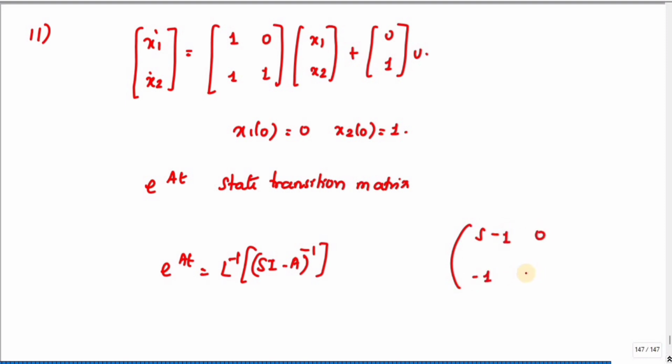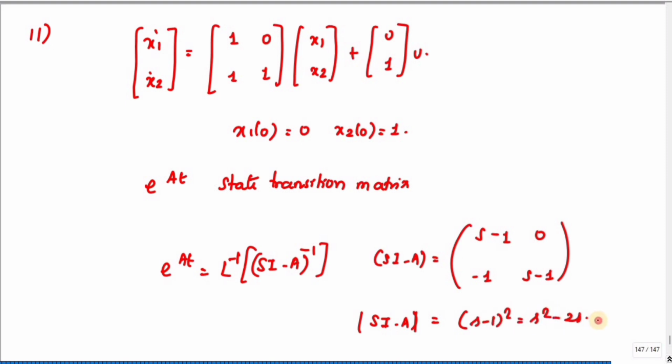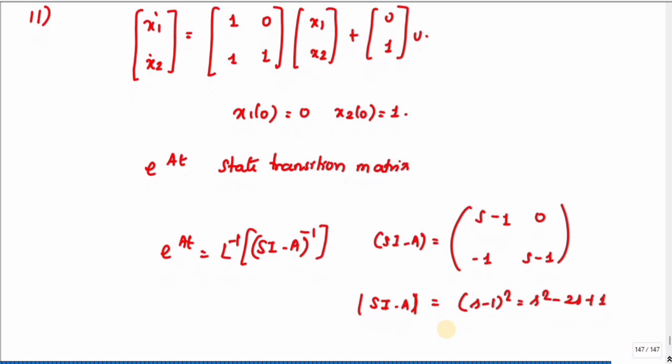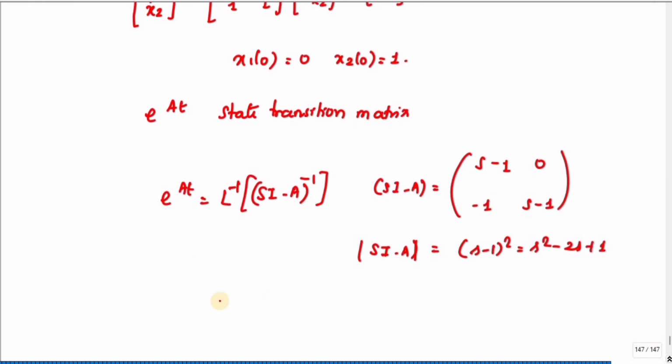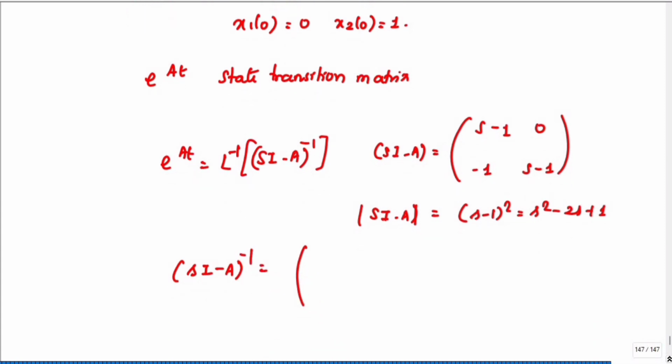So if I want to make sI minus A, I have to subtract the A term, that is minus 1, 0, minus 1, minus 1, and you have to add s only at the diagonal terms. So you will get sI minus A like this, and if I take the determinant of this value, (s minus 1) the whole square plus 1 into 0 is your determinant value, that is equal to s square minus 2s plus 1.